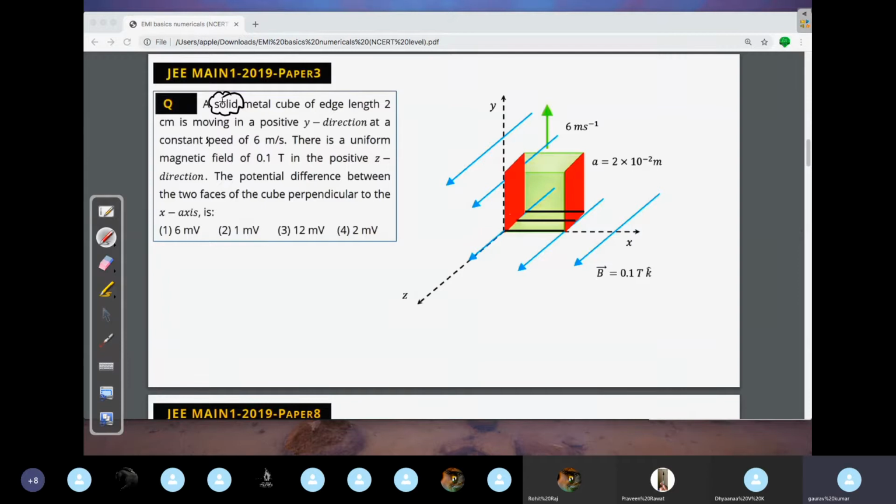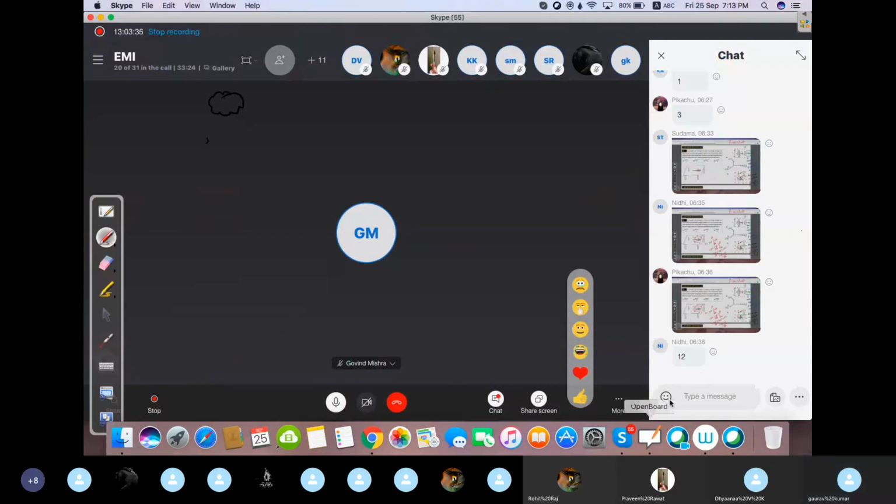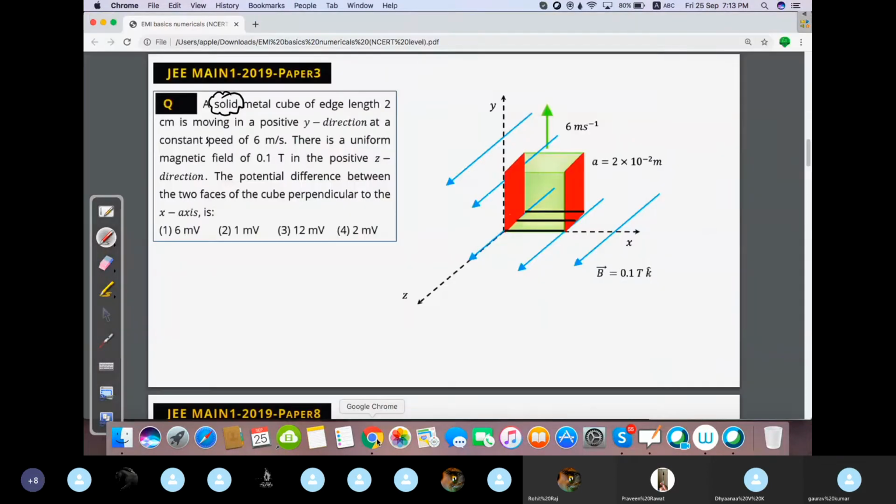Is anyone getting the answer? Easy question. Think. Difficult, but it's not difficult. 12. 12 millivolt. It's actually an easy question here. Okay, 12.